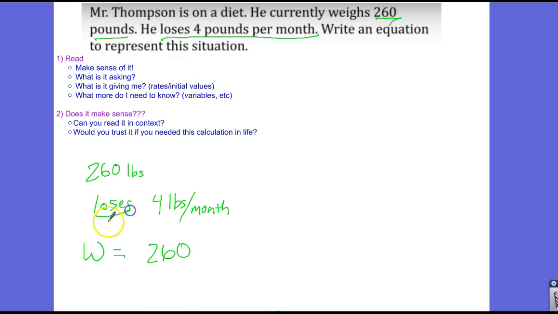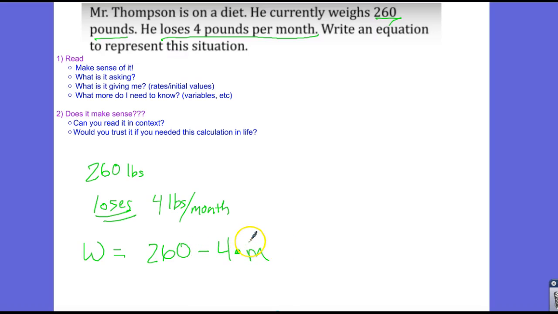260, and I'm losing weight. So is it going to go up from 260 or down from 260? I'm losing, so it's going to go down. So I'm going to take away 4 pounds. And then how many times do I take away 4 pounds? Every month. So I'm going to multiply by the amount of months. Again, 1, 2, 3, 4, whatever months. That's how many times I'm taking away 4. So his weight is 260, losing 4 pounds every month.